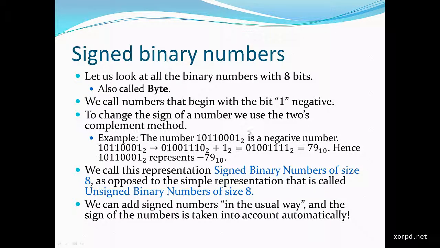To change the sign of a number, we use the 2's complement method. For example, this number, 10110001 in base 2, is a negative number. It is a negative number because of this digit, the 8th digit when we count from the right, is 1. That means that this number is negative. The 2's complement operation is going to look like this.